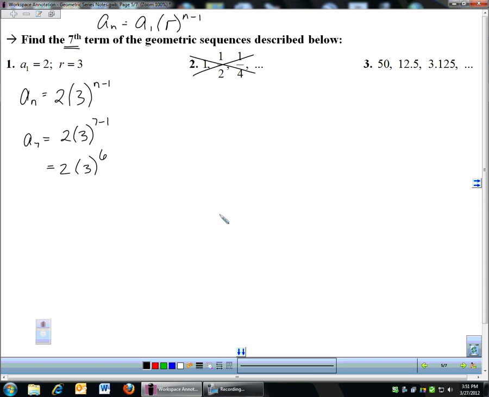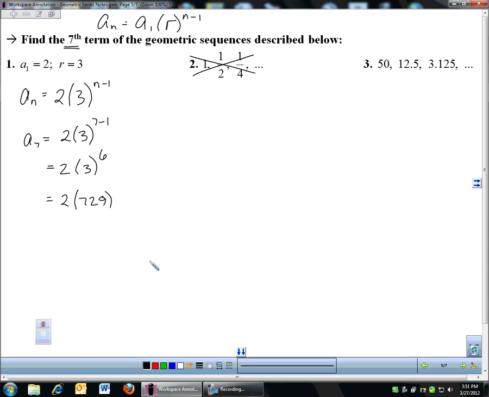243. That's a guess. I'm probably about to embarrass myself. 3 to the 6 is, what the heck? 243. Is that like 3 to the 4th? I was 3 to the 4th. I was way off. Anyway, 3 to the 6th is 729. I was close.